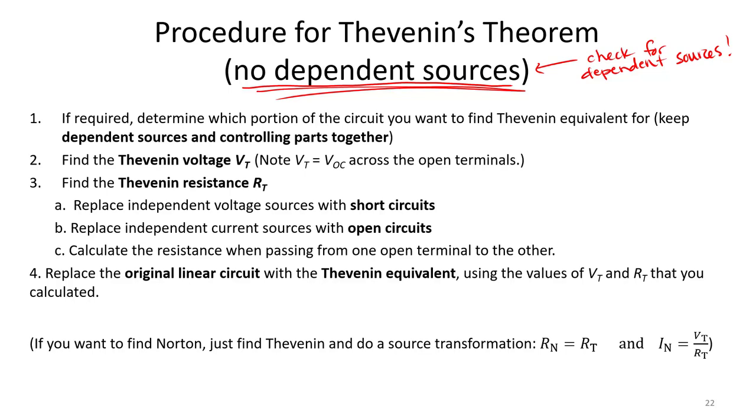Okay, so here's how we find our Thevenin and Norton equivalent. First, if you need to, you want to determine what part of the circuit you want to find the Thevenin of. If your circuit's already attached to a load, you might want to separate the source from the load. Keep in mind you want to keep the dependent source and any controlling part of that dependent source together.